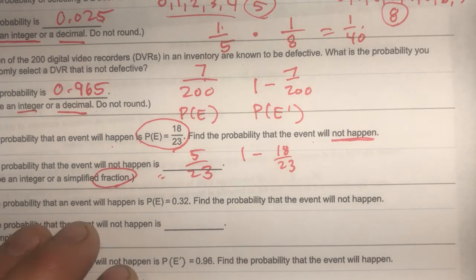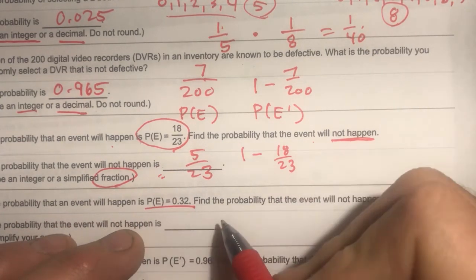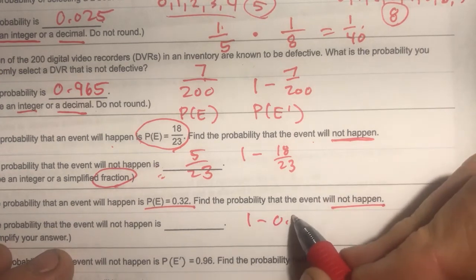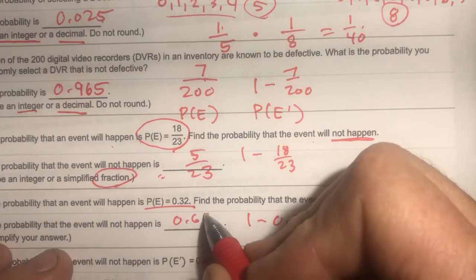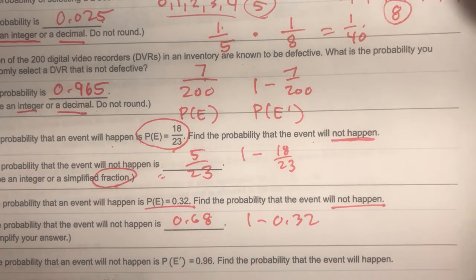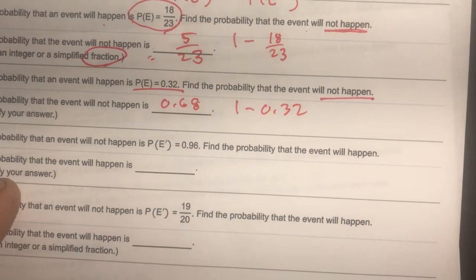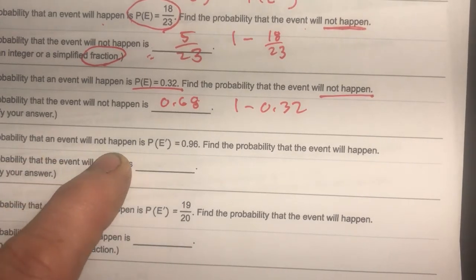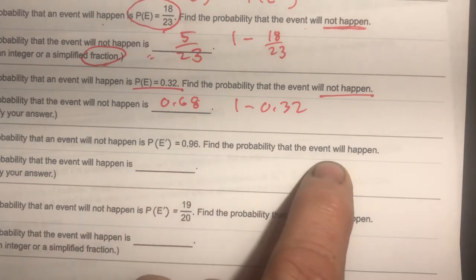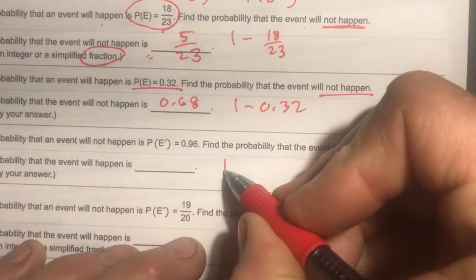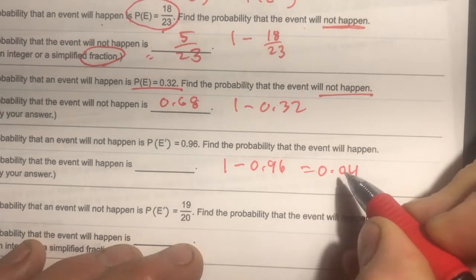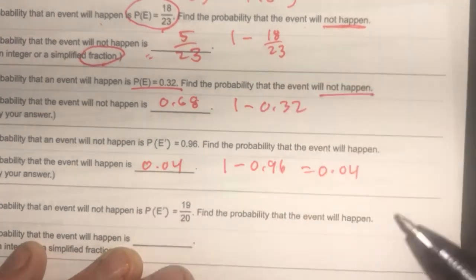The probability that an event will happen is this right here. Find the probability that the event will not happen. All right, so we're going to do 1 minus 0.32, 0.68. But this right here, the probability that an event will not happen is 0.96. Find the probability that the event will happen. I got to do 1 minus 0.96, which is 0.04.